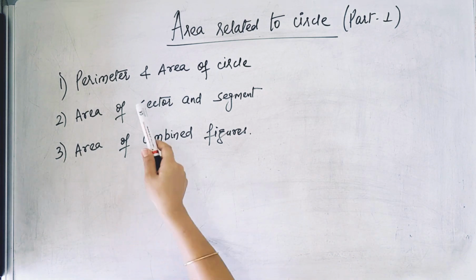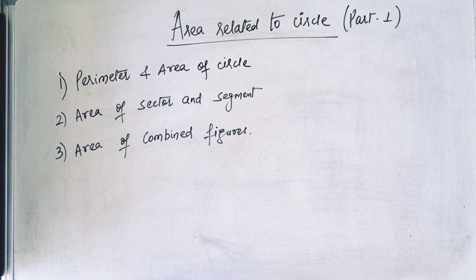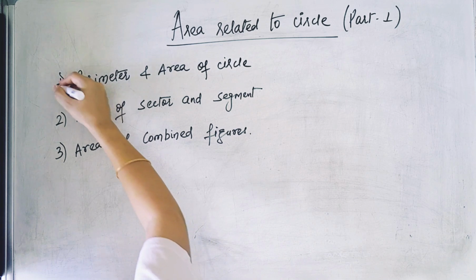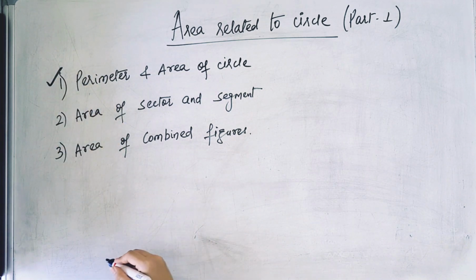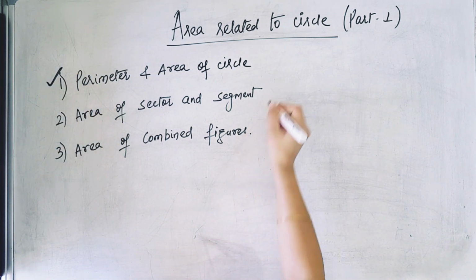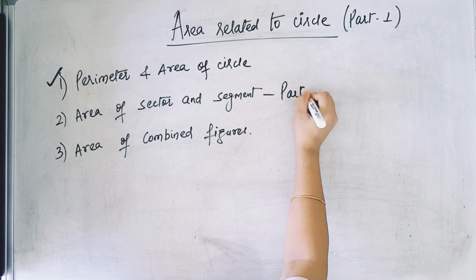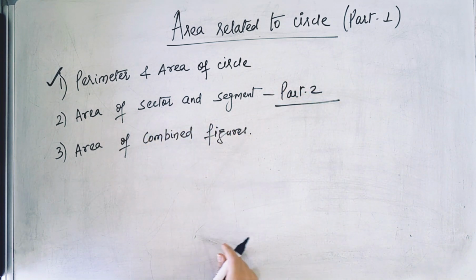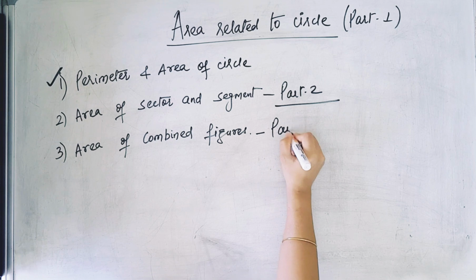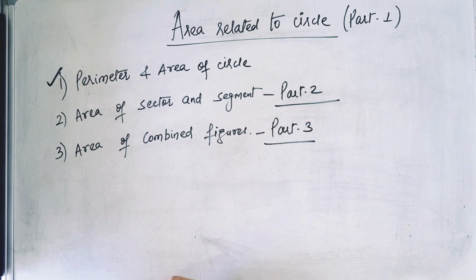Now see the very first concept. First, in this video we are only going to discuss this perimeter and area of circle. In part 2 video we will be discussing area of sector and segment, and in part 3 video we will be discussing area of combined figures.